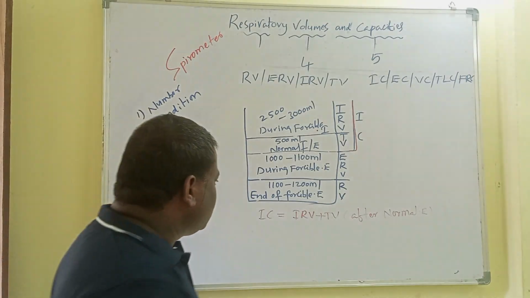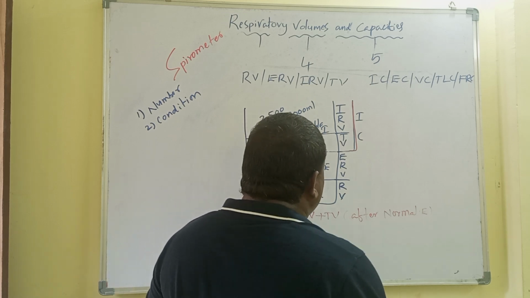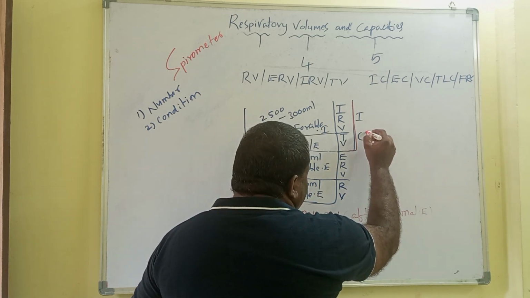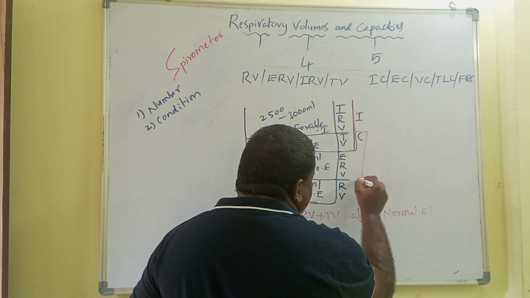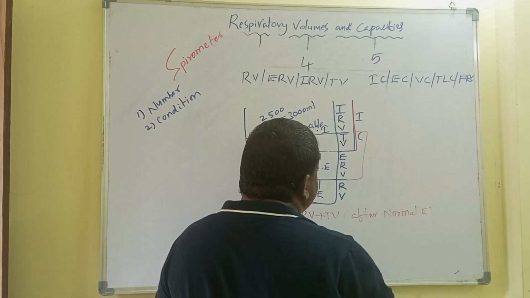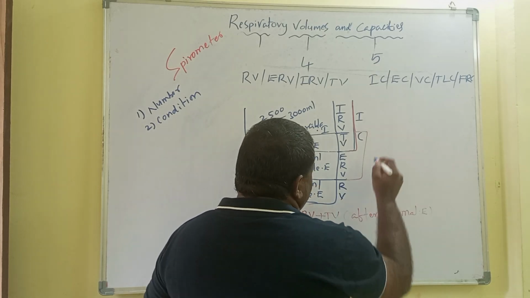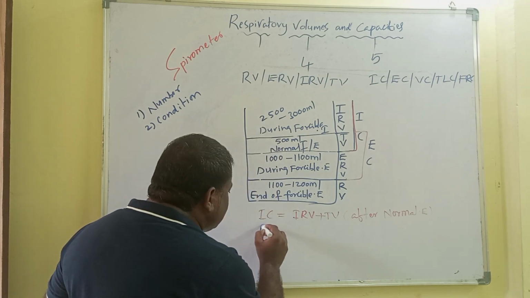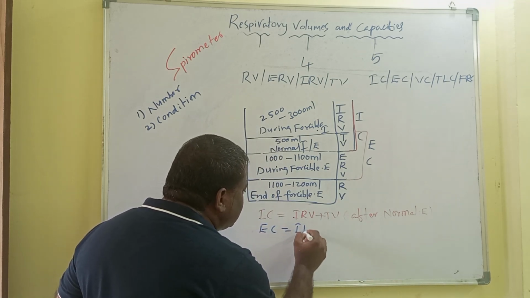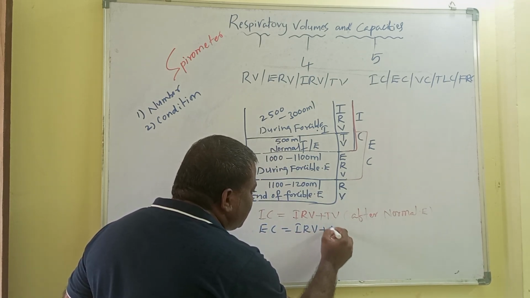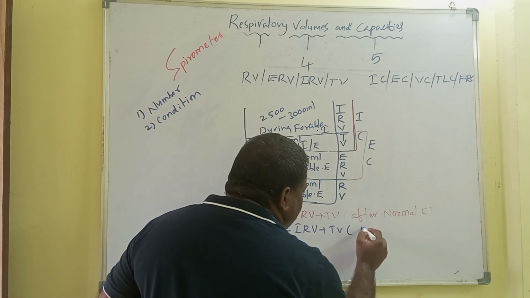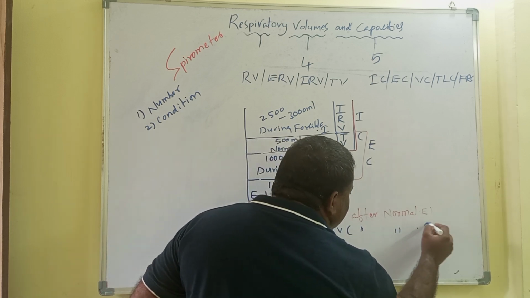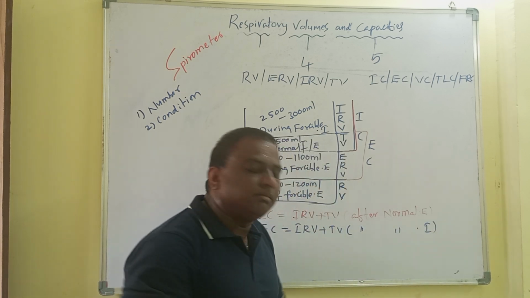Now coming to the EC, that is expiratory capacity. Expiratory capacity is ERV plus TV. What is the condition here? After a normal inspiration, a person can breathe out.